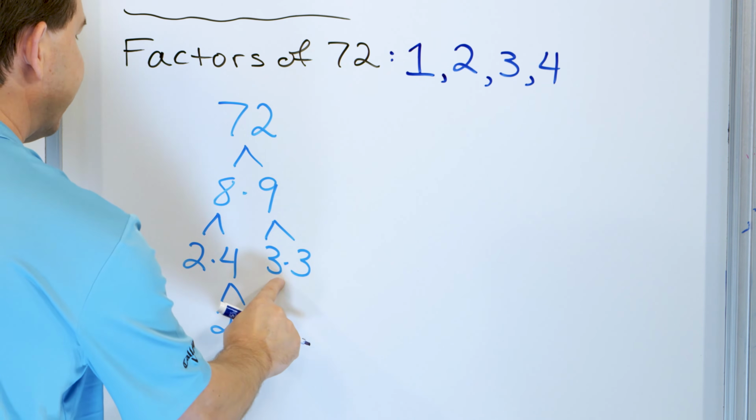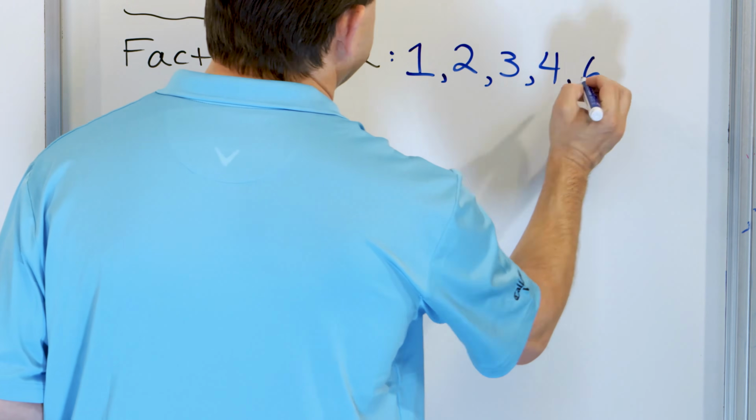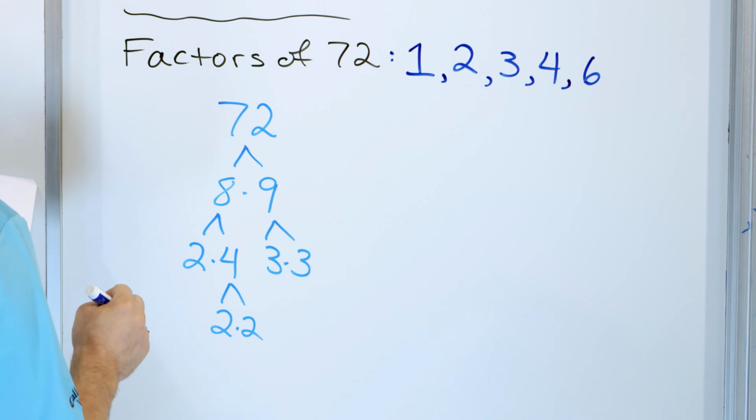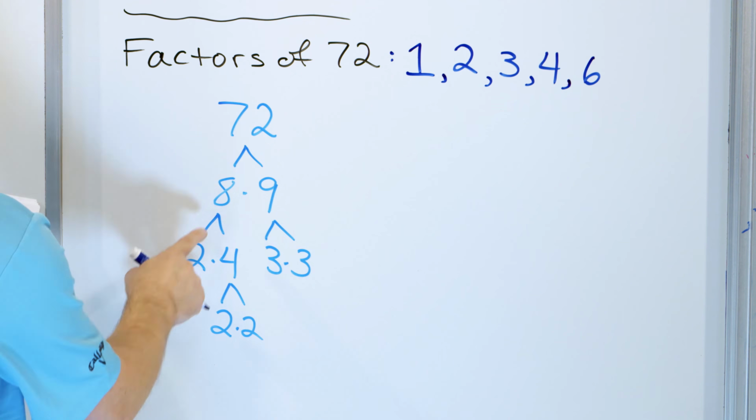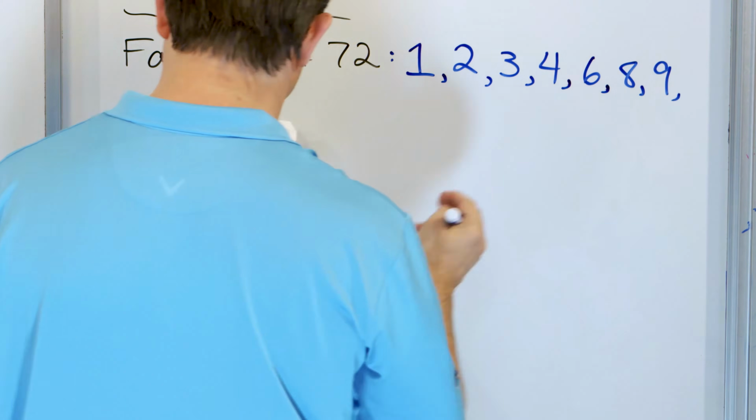But then I don't want to skip over anything, so I say, well, I have a 3 in this branch and a 2 in this branch. 3 times 2 is 6. So 6 is going to be in there. And 7's not in there. There's no way to multiply across and get 7. But 8 and 9 are all in there. So put 8 in there and put 9 in there.